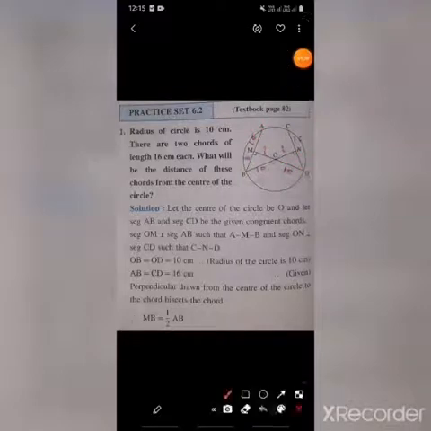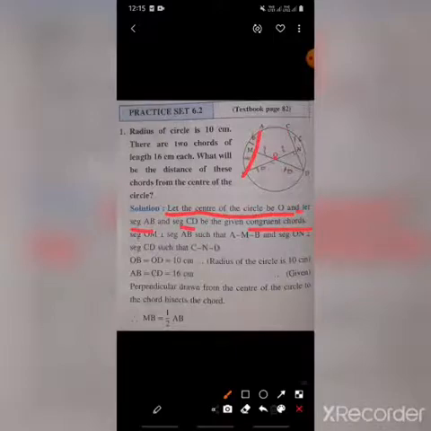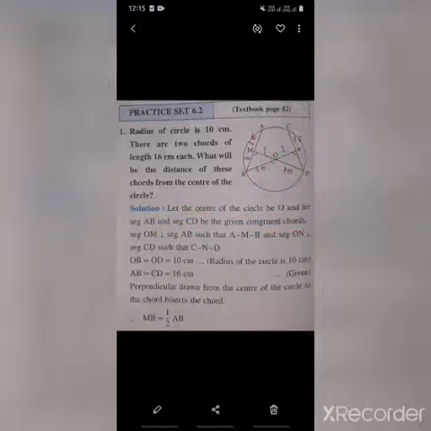Okay. So first, let the center of the circle be O. Let the center of circle be O, and let the segment AB and CD be the given congruent chords. क्या बता रहा है कि AB और CD क्या है? Congruent chord. मीन्स सेम है. ठीक है, 16 and 16 सेंटीमीटर.